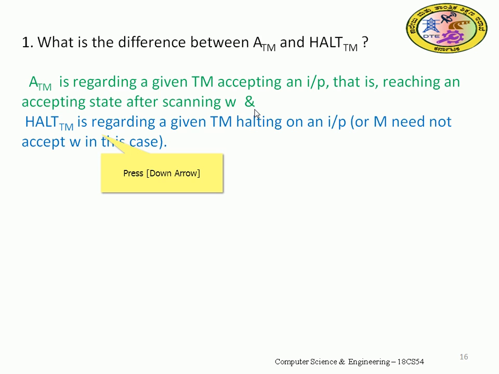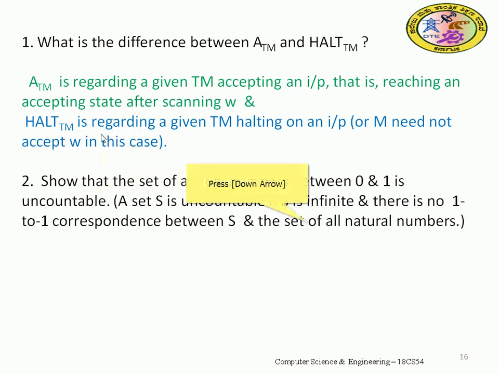So strings may accept or not accept. Regarding that, a Turing machine that does not accept is a halting Turing machine, right? So halting on an input need not accept the string W.